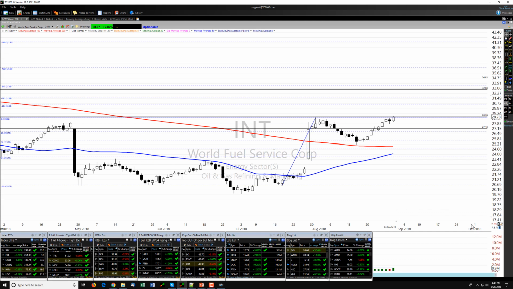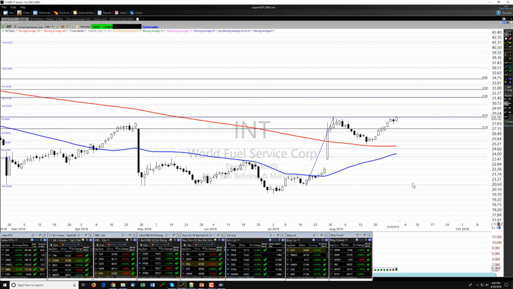INT was a chart I liked off of Trader Vision. Nice little J hook type breakout. It's a few more candles.